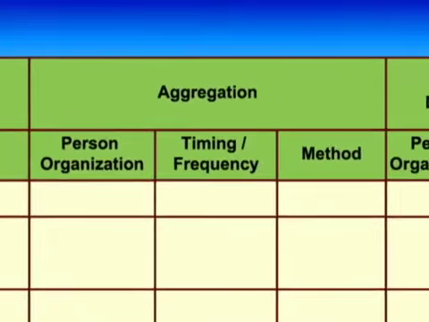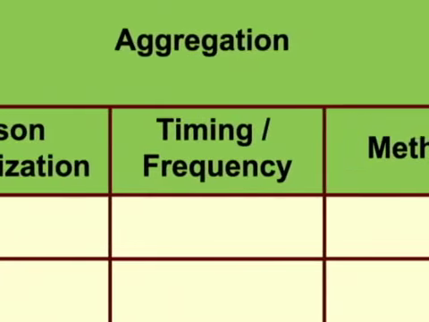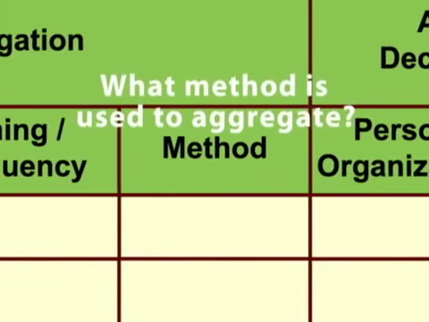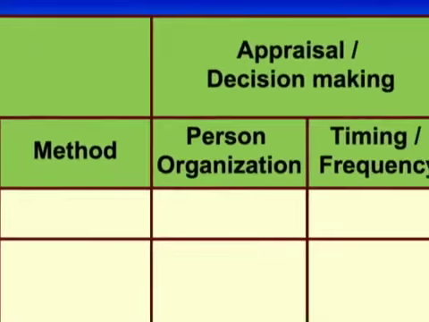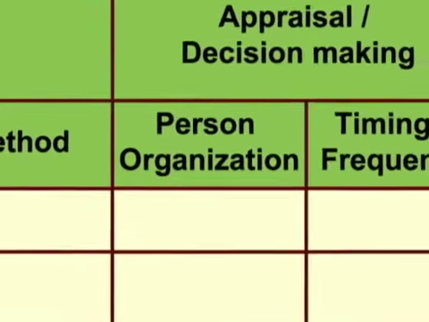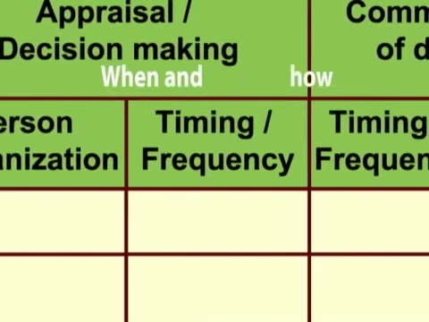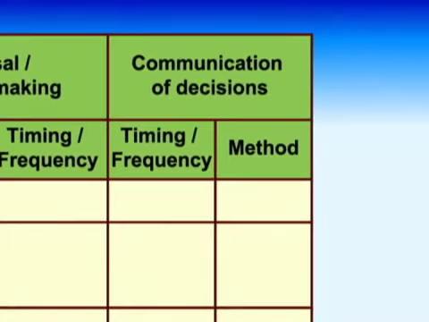The fifth row is for aggregation. 1. Who aggregates? 2. When and how often? 3. What method is used to aggregate? Then, the sixth row is for appraisal or decision making. 1. Who appraises and or makes decision? 2. When and how often? The seventh, the last row, is for communication of decisions. 1. When, and 2. How should be described.